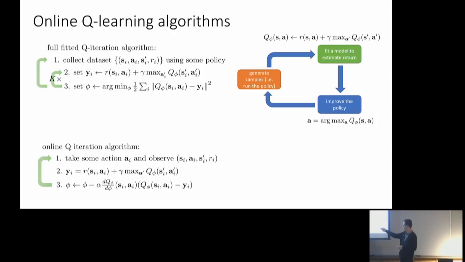In step 1, we'll take just one action, and then we'll observe a transition, Si, Ai, Si prime, which is the state that we landed in, and Ri, which is the reward that we received from taking action Ai in state Si. So that basically amounts to saying n equals 1. You get exactly one transition.